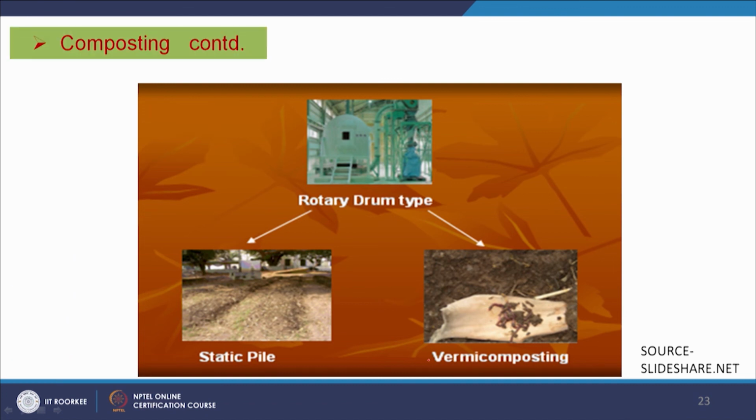Now, this slide shows us static pile, then rotary drum and vermicomposting. These are the three major types of composting which are used for the production of compost from solid waste as well as sludge. The rotary drum type has a higher rate and is more controlled, as the conditions are more effectively controlled. So, these are the different methods which are used for composting purposes. Up to this in this class, thank you very much for your patience.